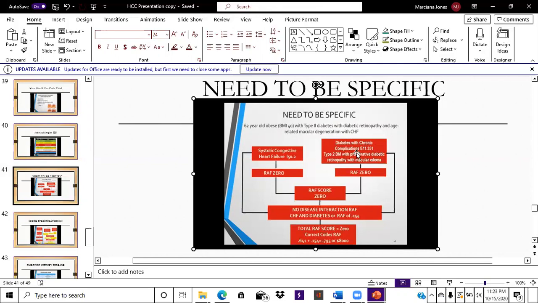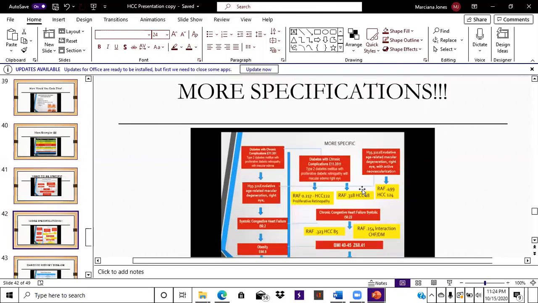So diabetes with chronic complications, type 2 proliferative diabetic retinopathy with macular edema, specific, but no RAF. RAF score 0. Notice these interaction RAF, CHF and diabetes, or RAF 0.154. So the total RAF is 0. But this is the correct RAF when you get specific. Let me show you. Okay, let me show you.